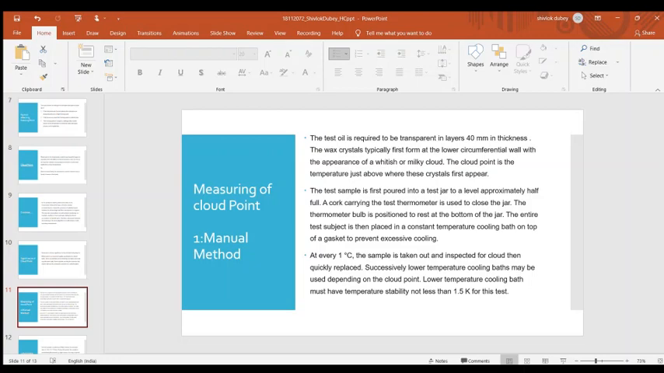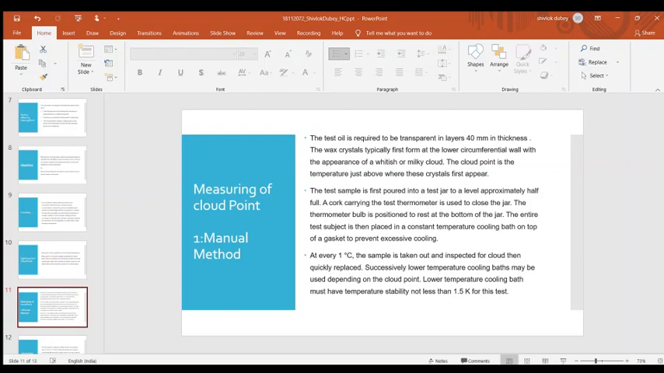Now let's talk about the measuring of cloud point. The first method to measure cloud point is the manual method. In this method, the test oil is required to be transparent in layers of 40 mm thickness. The wax crystal typically first forms at the lower circumferential wall with the appearance of a whitish or cloudy or milky cloud. The cloud point is the temperature just above where these crystals first appear.